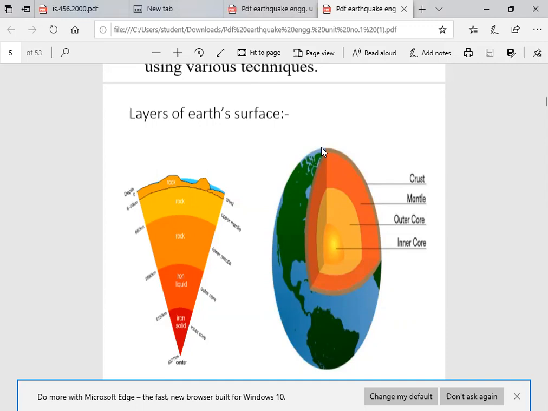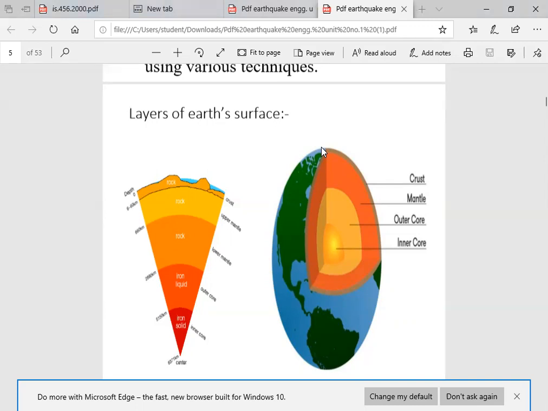Okay, so based on these three layers, our earth is divided into three layers that you should know. The three layers are the crust, second the mantle, and third the core. Again, these are divided into the inner core, outer core, inner mantle and outer mantle, and the last one is the crust. Okay, so how are they decided?